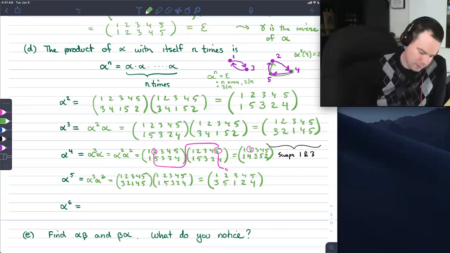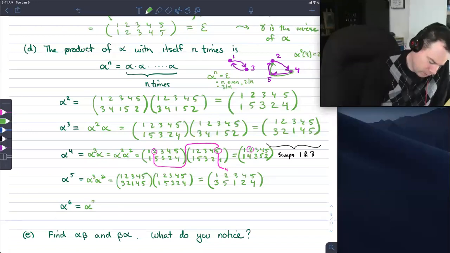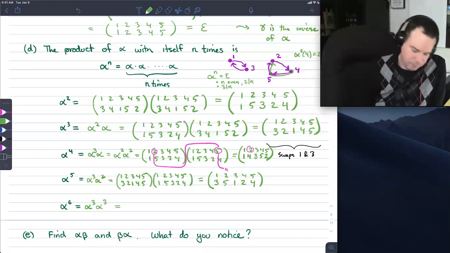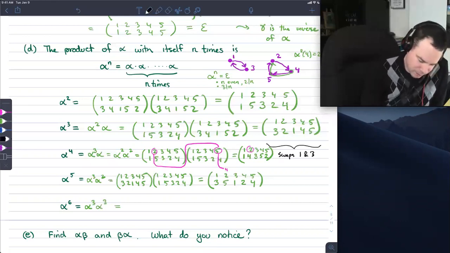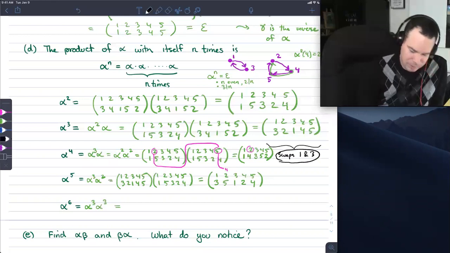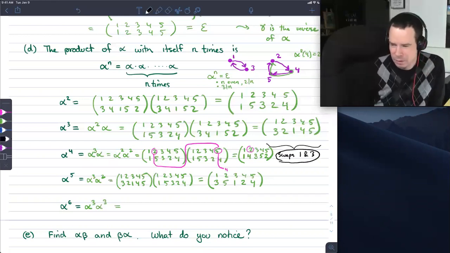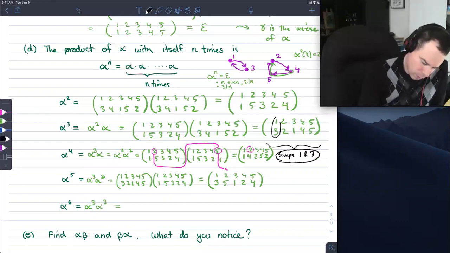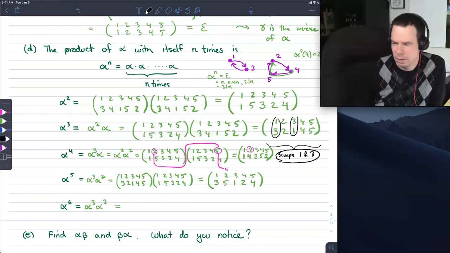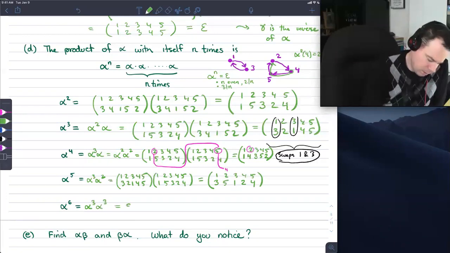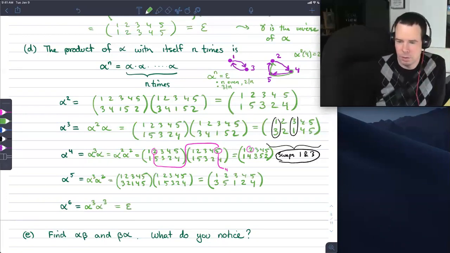Okay, so alpha to the 6. We can notice that this is alpha cubed times alpha cubed. And this is where that text comes in way back here, which we talked about at the end of last day. This alpha cubed just swaps 1 and 3. It doesn't do anything to 2, 4, and 5. So if we swap 1 and 3, and then we do it again, we end up swapping them back. So this is going to be the identity. And so we get that result.